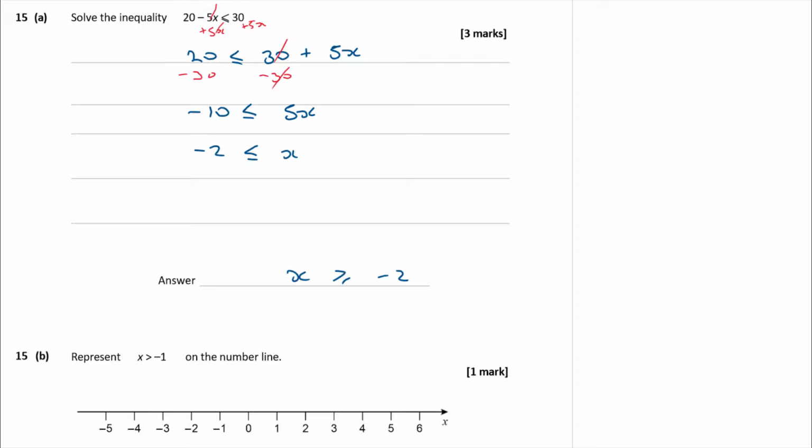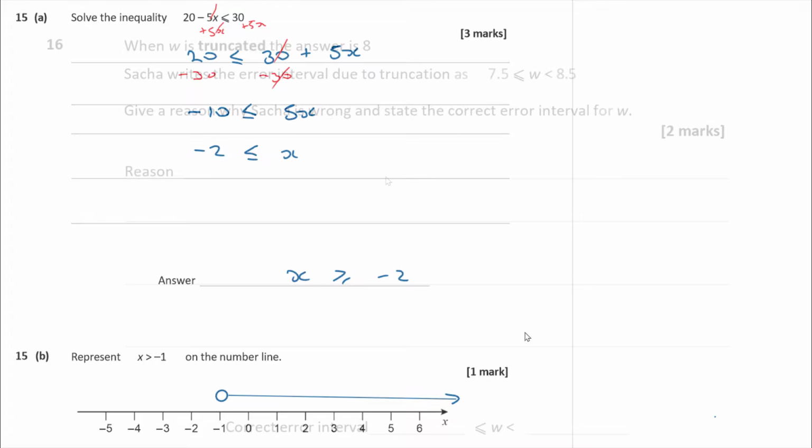And then part B says represent x is greater than minus 1 on the number line. So minus 1 is here, look. I need to draw an open circle at minus 1 because it is not actually included in the desired inequality. It needs to be strictly greater than negative 1. So I also need an arrow going off to the right to indicate that I want the values to the right of that endpoint. Okay, so it should look something like that.